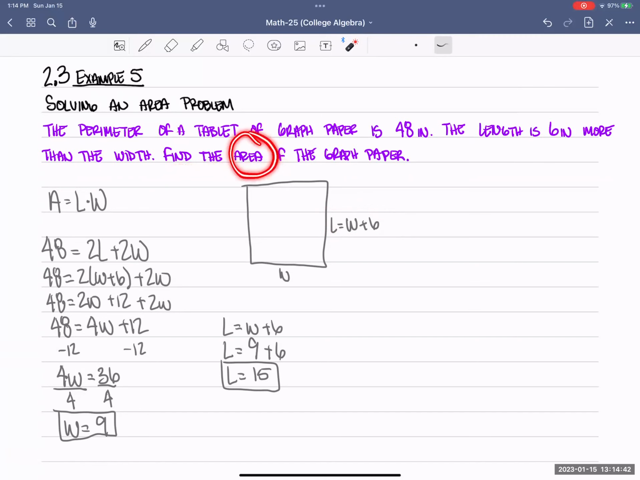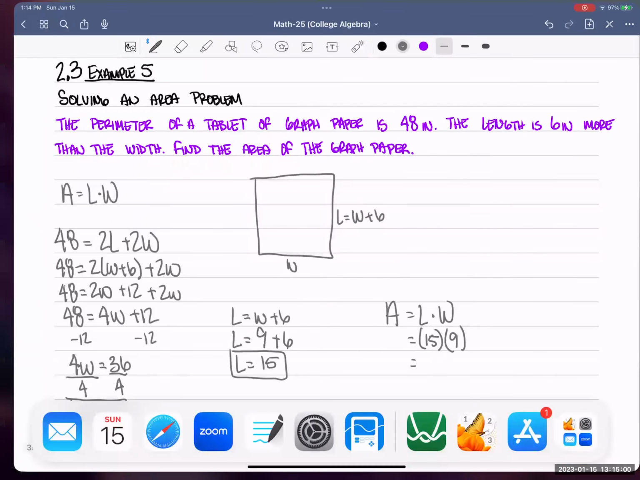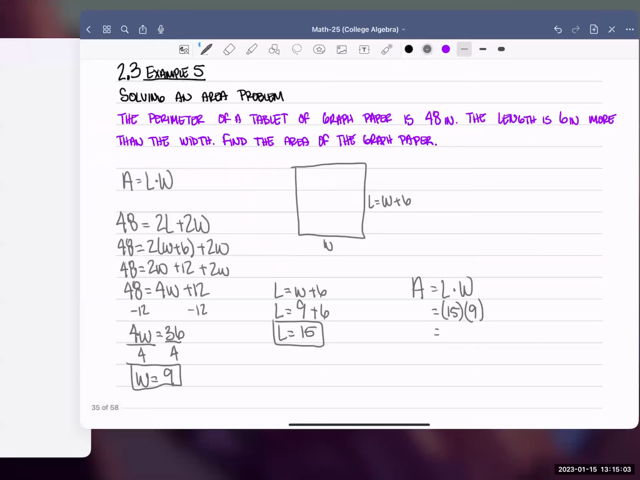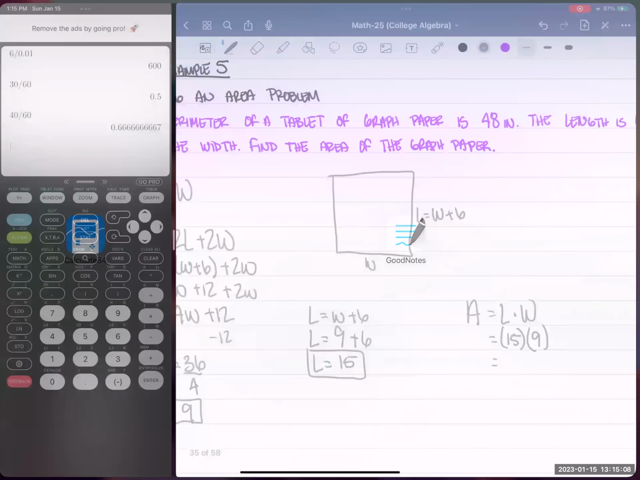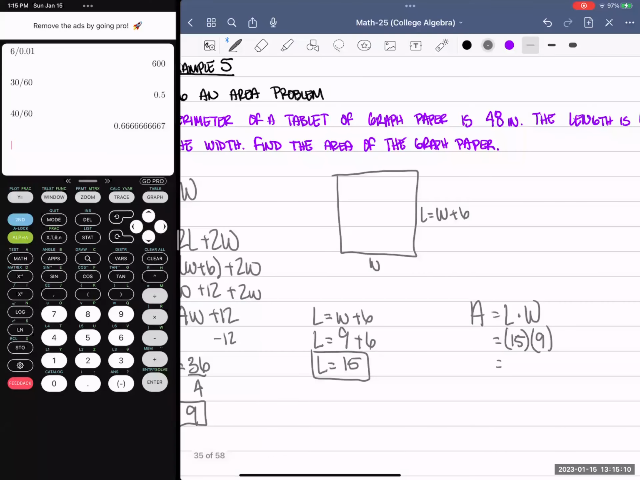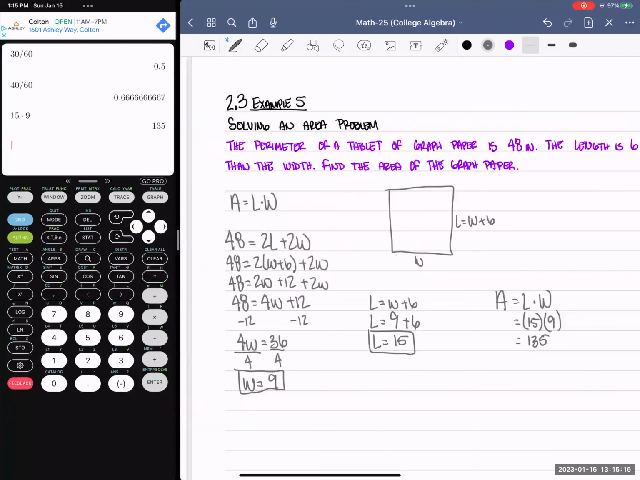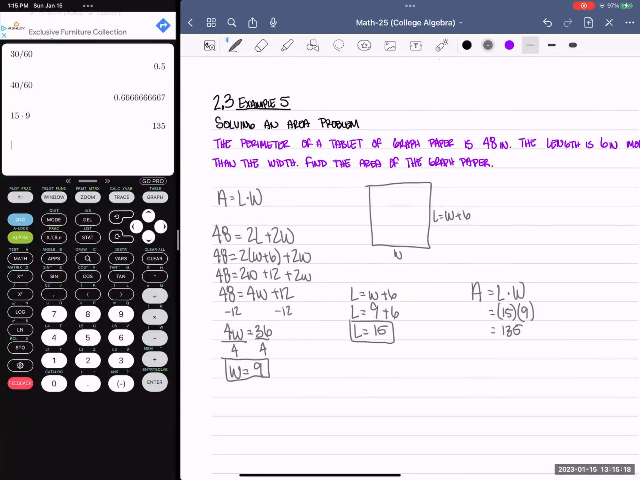So to find the area, we just plug it in here, and we have our solution. A is equal to length times width. Length is 15, width is 9. So 15 times 9 is 135. And there we go.